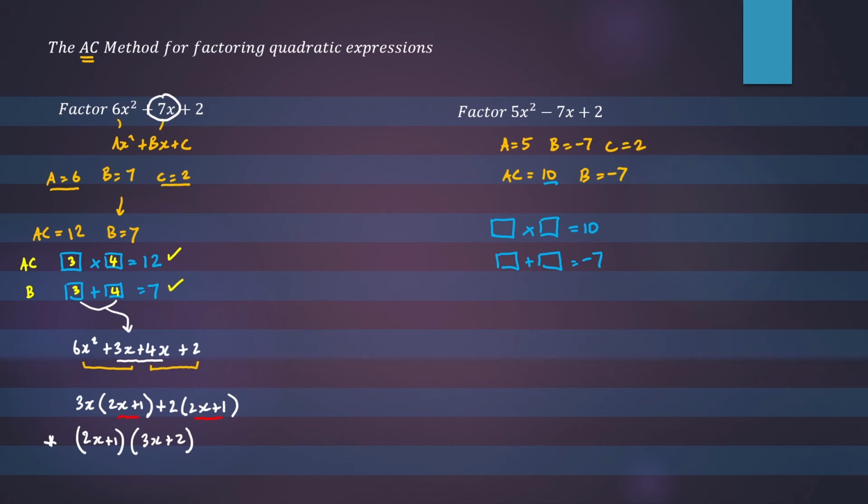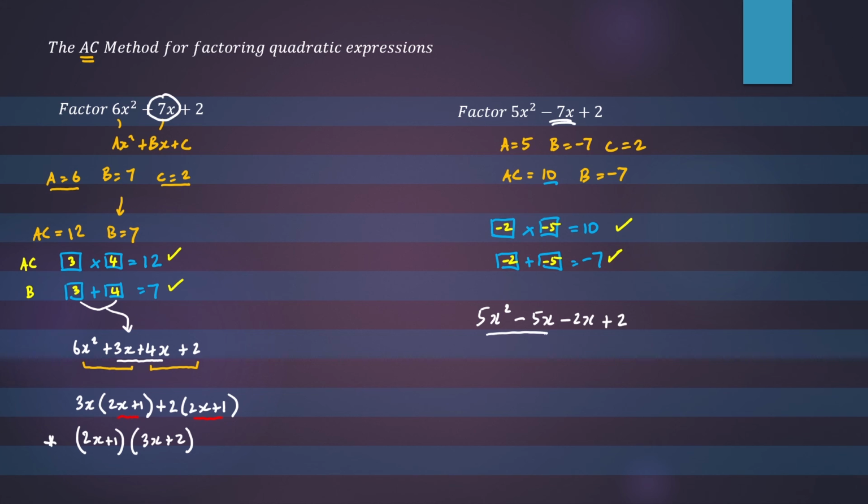So by guessing and checking, you should get -2 plus -5, which is -7, and -2 times -5, which is 10. So the two values you want are -2 and -5. So let's rewrite our question as 5x squared minus 5x minus 2x, which is -7x. And then we add the 2 on, plus 2.